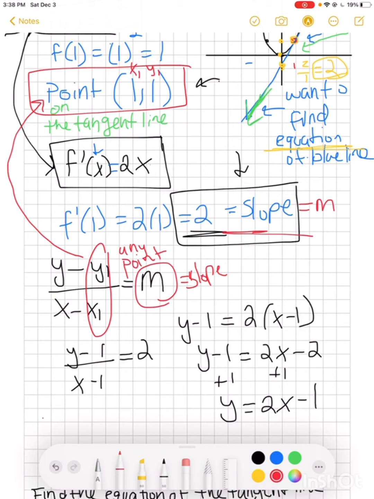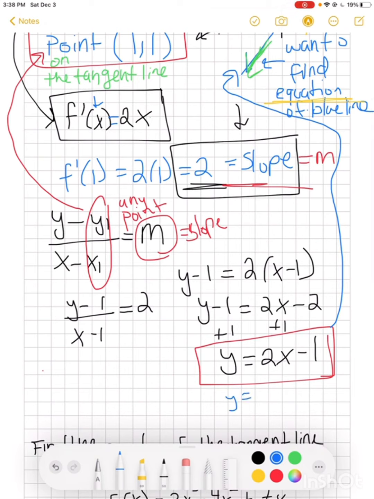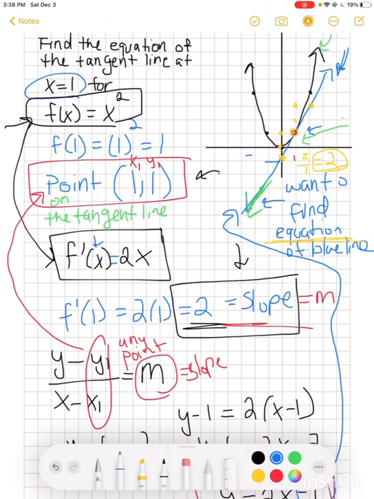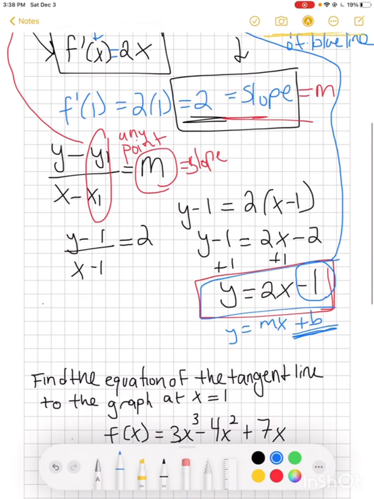And so this, finally, is the equation of that blue line that we wanted to find earlier. And if you remember, this is now in our y equals mx plus b formula, and the b is our y-intercept. So if we got this correct, then the tangent line, the blue line, should intersect the y-axis at -1. Let's check. And it does, at -1. So we were able to successfully find the equation of the tangent line at x equals 1.